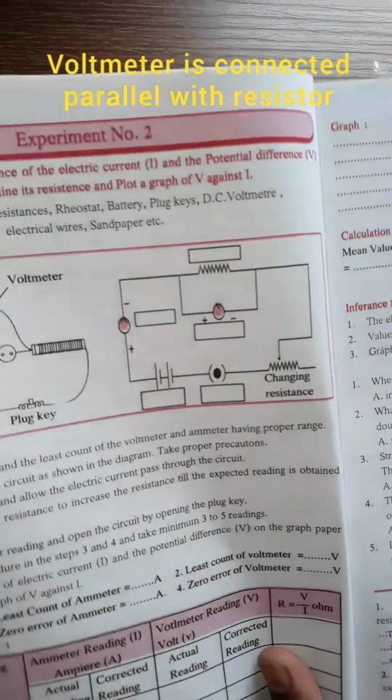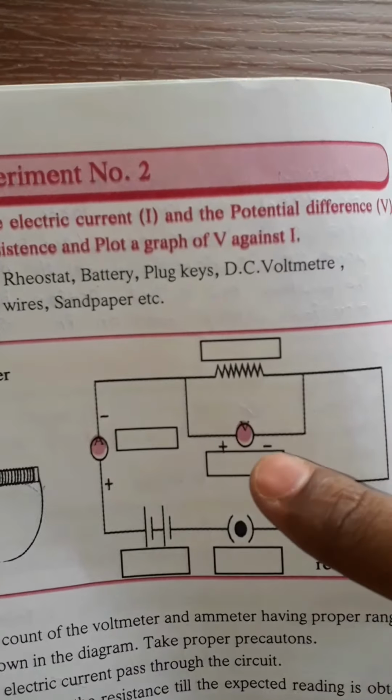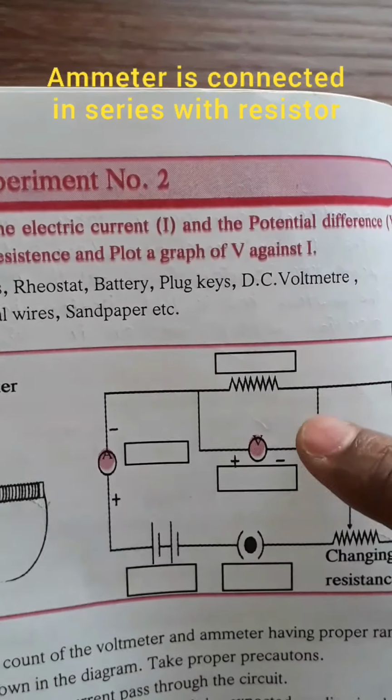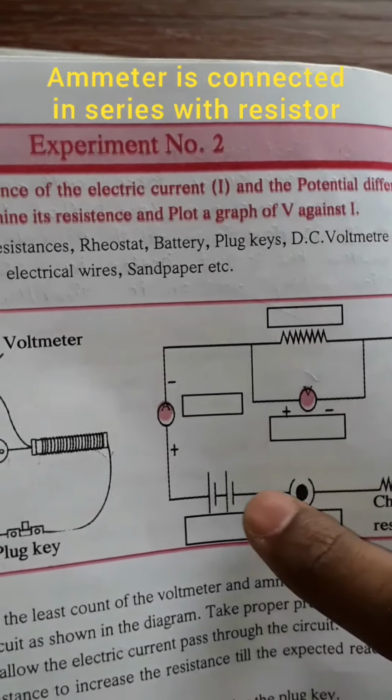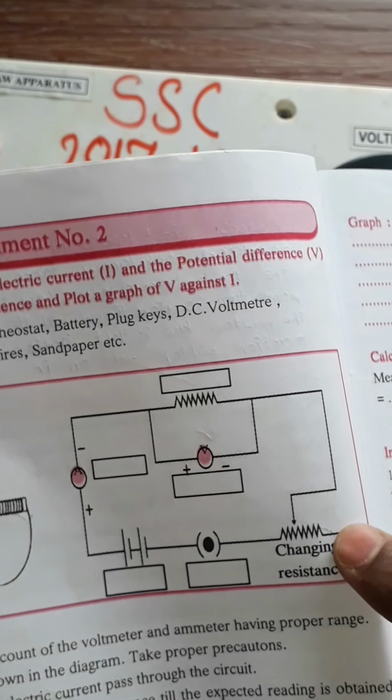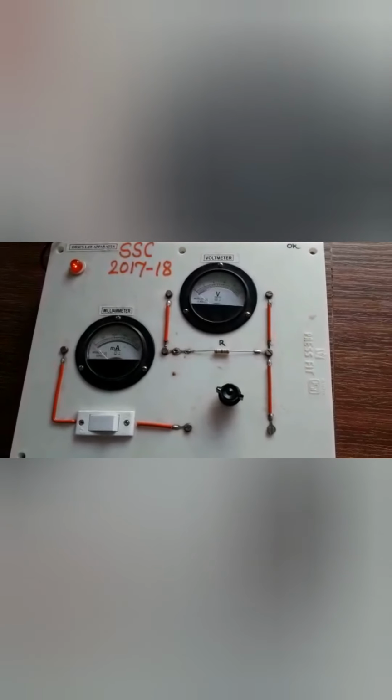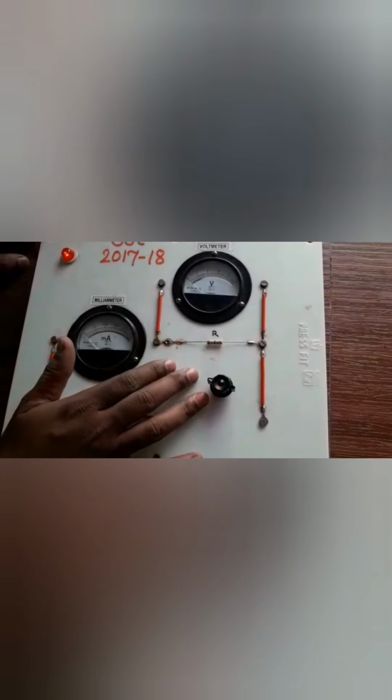So you can see here the circuit, voltage and resistance are parallel to each other, and here the ammeter is attached, here the key is there, here cells are there, and here the rheostat is there. Students, these connections are exactly similar to the diagram which is given in the textbook.